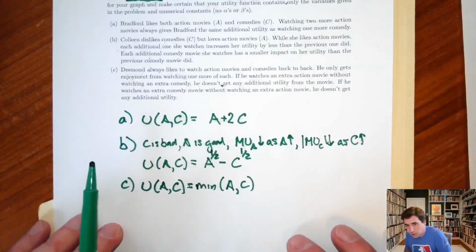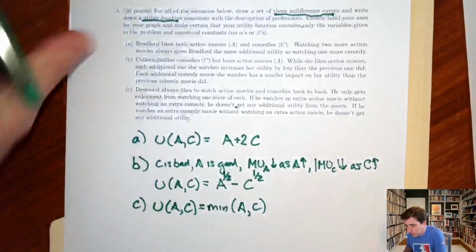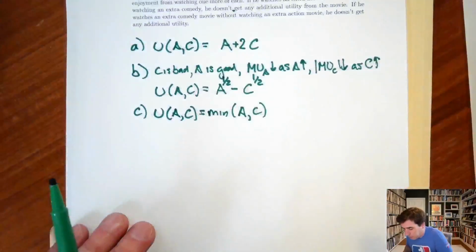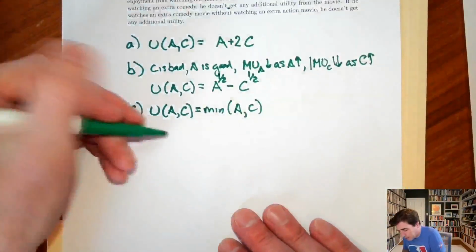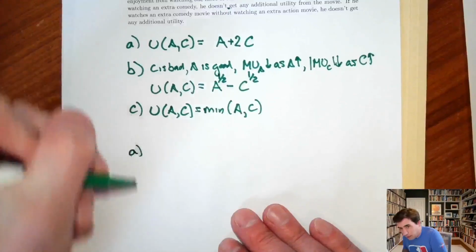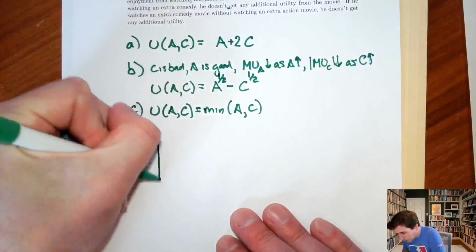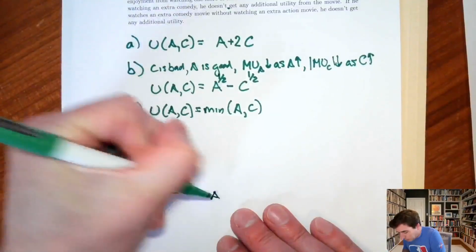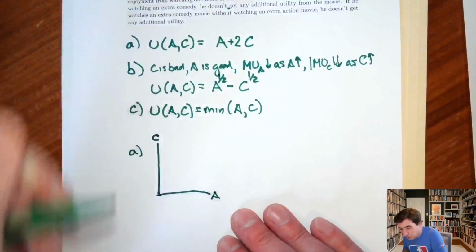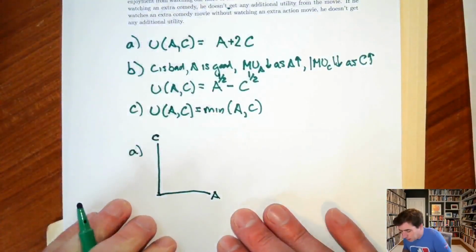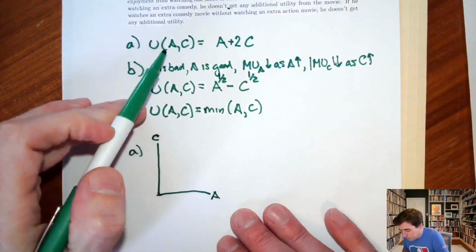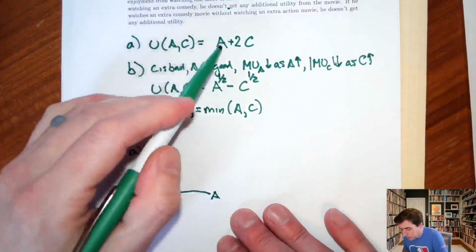Okay? All right, so now that I've got my utility functions, we don't need to look up at the problem anymore because I'm pretty confident in my answers there. So let's start with part A here. I'm going to stick with action movies on the horizontal axis in each one of these cases, right? And comedies on the vertical axis. All right, so my first utility function, it's going to be these straight lines.